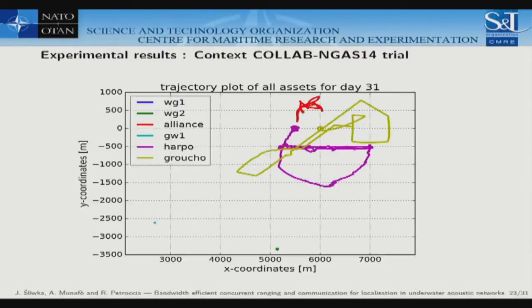Of the Collab MGAS 14 trial. So, it is a trial which was done in 2014. I don't remember where, but it involved a wave glider, which is a surface vehicle, two wave gliders, one gateway buoy, which is a buoy with a modem, two AUVs. This is Groucho, which we will be localizing, and this is Harpo. And that's the Alliance, which is the ship on which everything is stored and transferred.